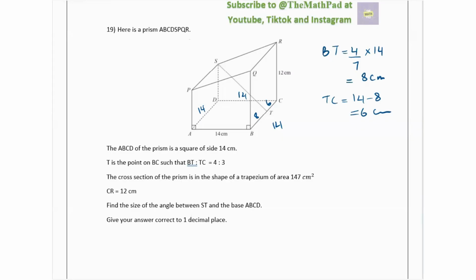Then the cross section of the prism is in the shape of a trapezium. This is your cross section. And it has an area of 147 centimeters square. CR is given as 12. So that means QB would also be 12. Find the size of the angle between ST and the base ABCD. So basically, we have to find this angle.